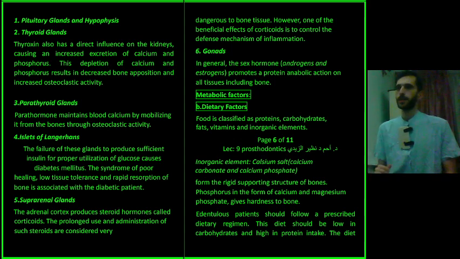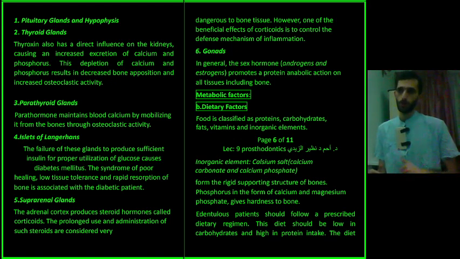Food is classified as protein, carbohydrates, fats, vitamins, and inorganic elements. Inorganic elements: calcium salts, calcium carbonate, and calcium phosphate, form the rigid supporting structure of bones. Phosphorus in the form of calcium and magnesium phosphate gives hardness to bone.